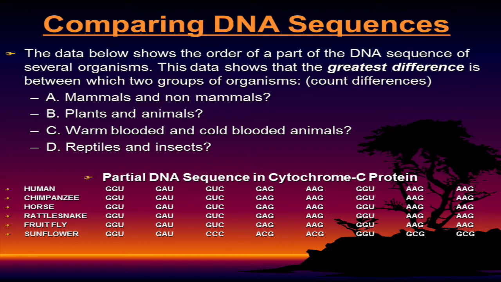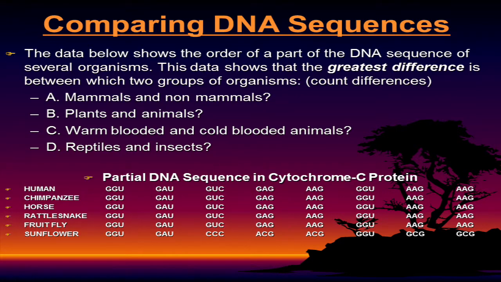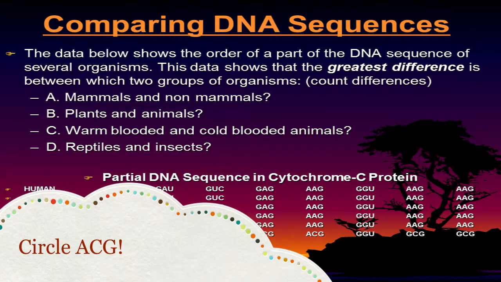Let's move on to the second column. Again, all organisms share GAU in common. The third column. Notice how all the organisms except the sunflower have the sequence GUC. The sunflower has CCC. That's one difference. Circle it on your paper. Let's move on. The fourth column. Once again, the sunflower has ACG while all the others have GAG. Circle the difference.